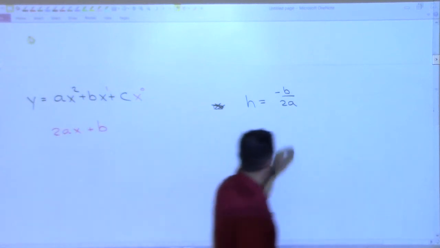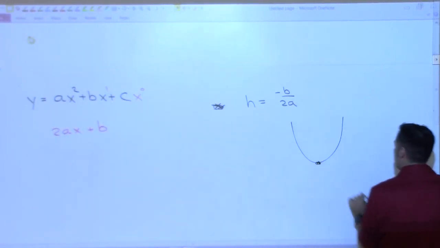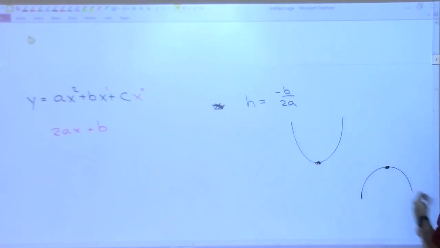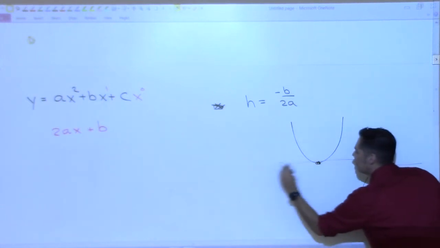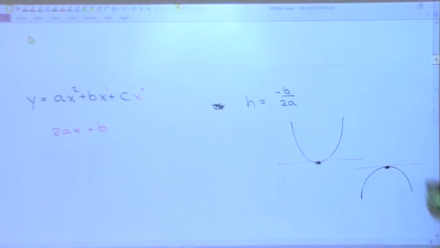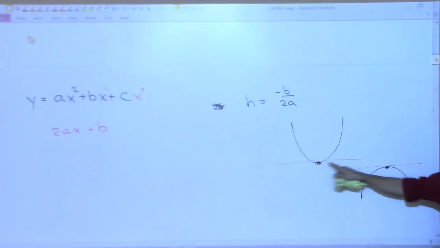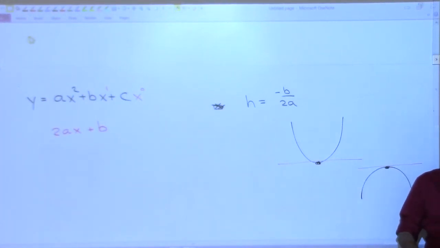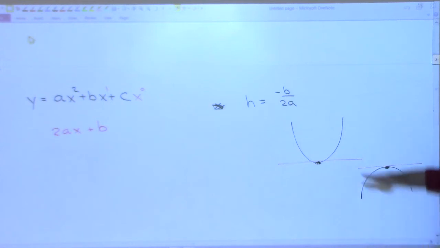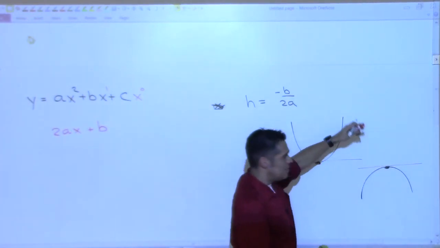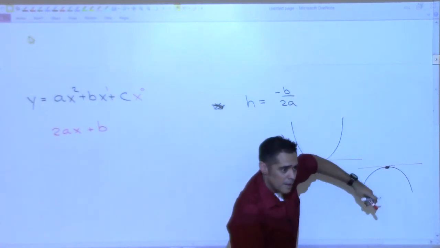Now, when you're looking at a parabola, what would the slope of the tangent line be if you're at the vertex? What's the slope of the tangent line if you're talking about the vertex on a parabola? Horizontal line has a slope of what? I heard it, 0. Horizontal lines, the slope is 0. 0 slope, positive slope, negative slope, right?